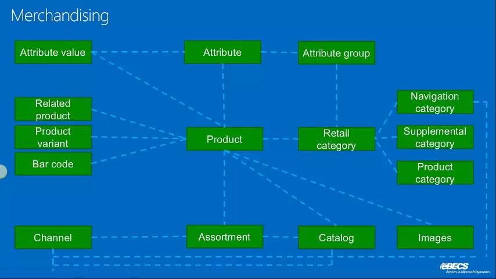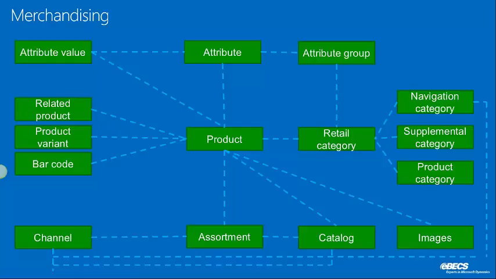A good example of this would be an attribute group of size, so you've got different sizes for that product. Maybe the attribute itself would be the valve size of a piece of pipe or something like that. And then the attribute value itself would be the actual size of that valve, which would be, you know, 1 inch or 2 inches, etc.